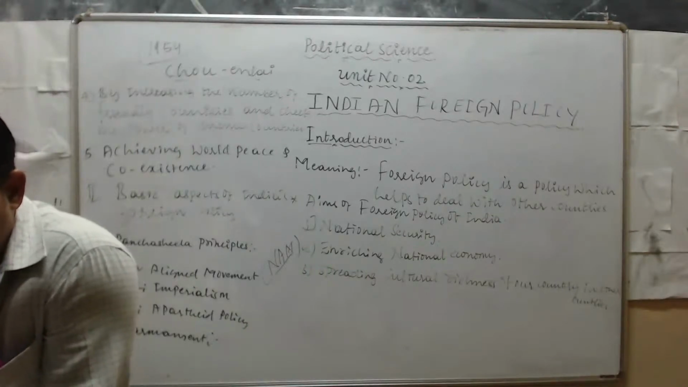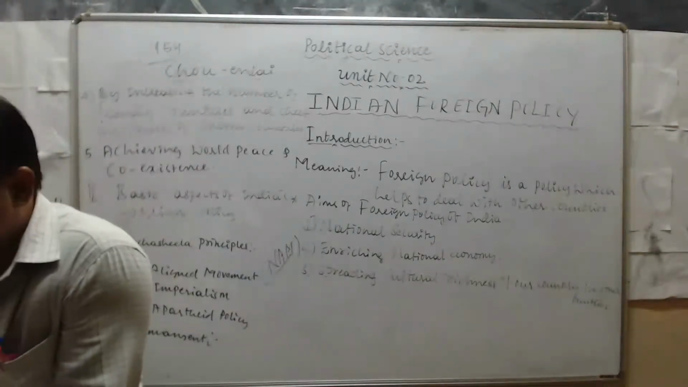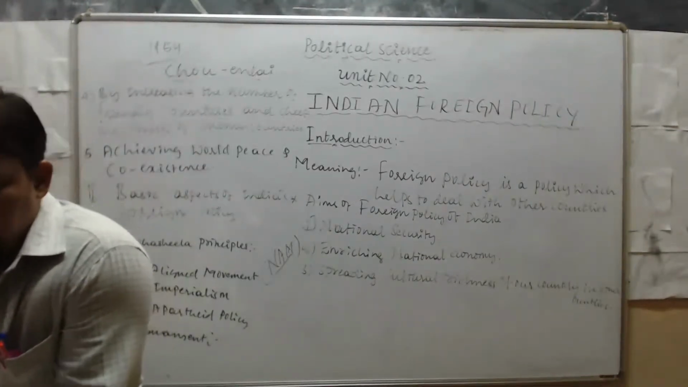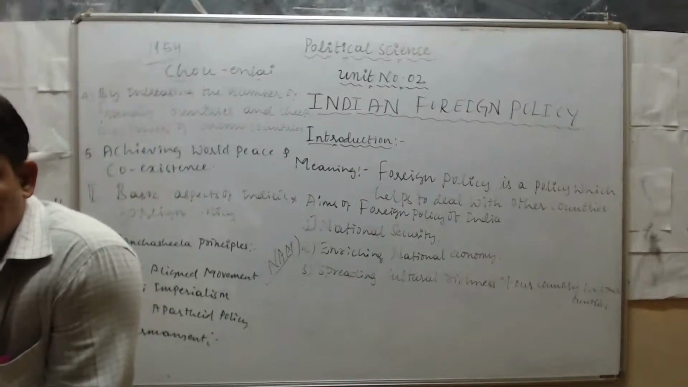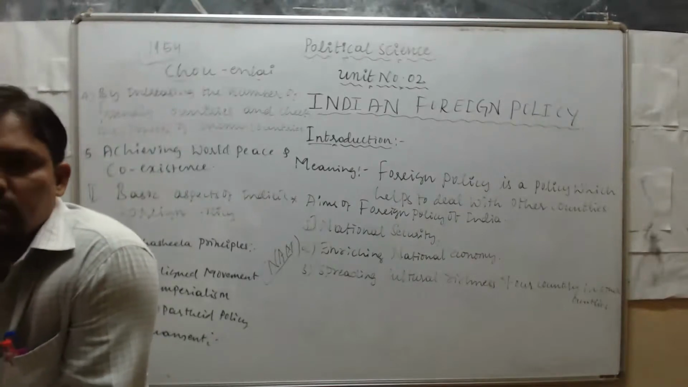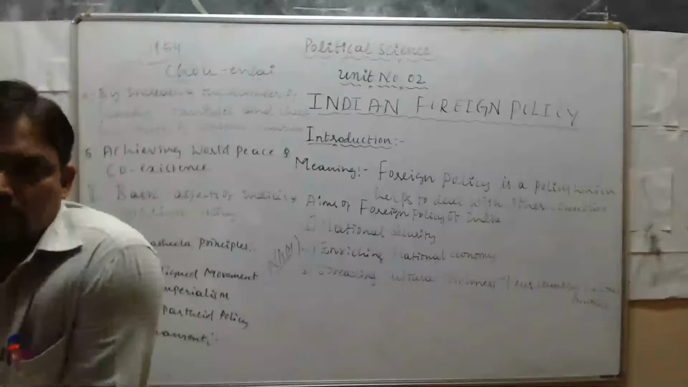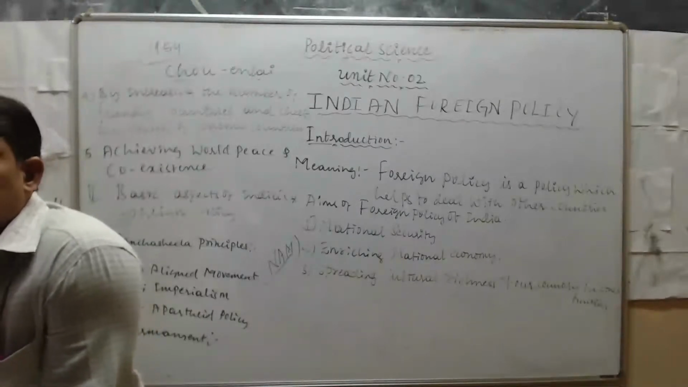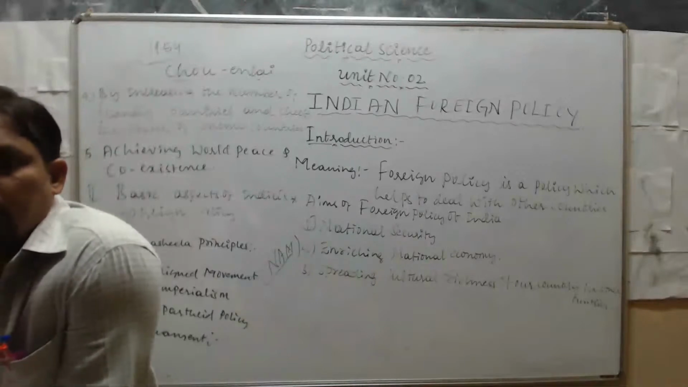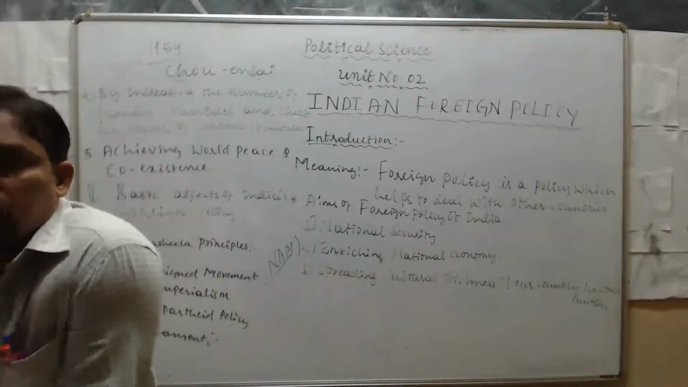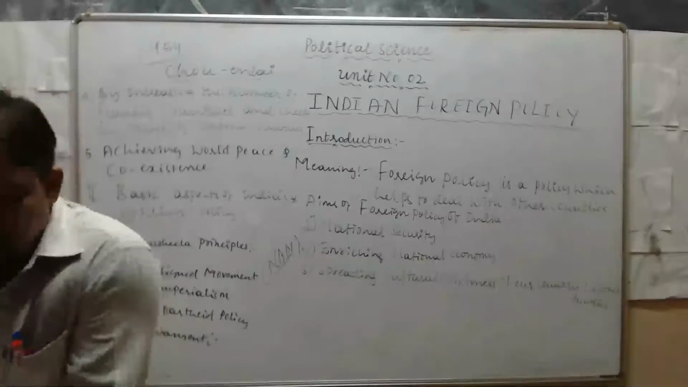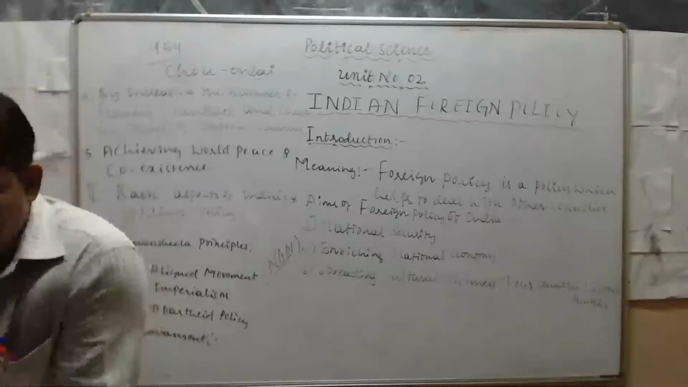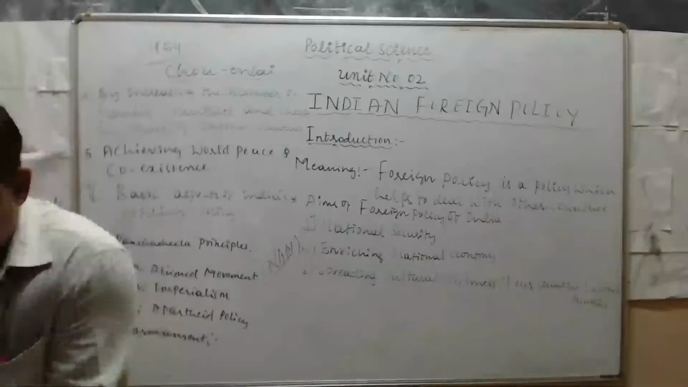Third one, non-interference in each other's internal issues. It means in any internal matters, China should not interfere, and in China's internal matters, India should not interfere. So, non-interference in each other's internal issues.